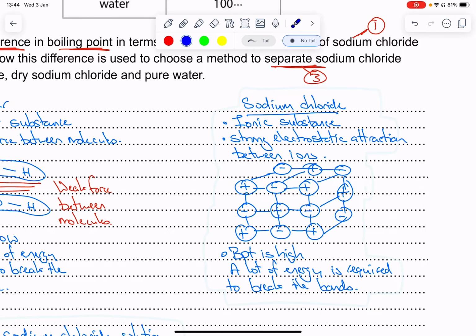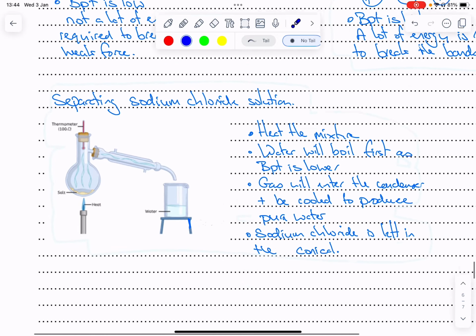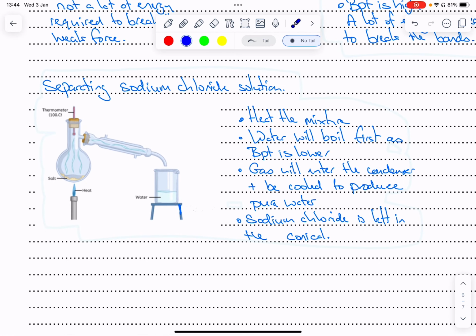Now I'm going to explain how to separate them. So I'll come down to this bit, and this is how we separate them. So we would separate them in a process called distillation, and this here is the equipment we would use to do distillation. I'll draw a nice little picture. I'd label it. This is my condenser. This is the round bottom flask.